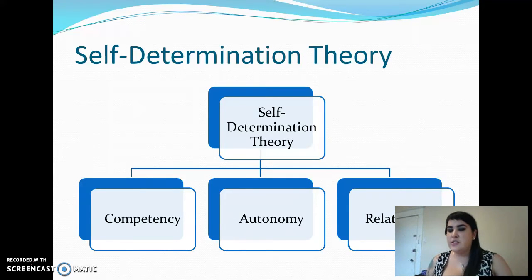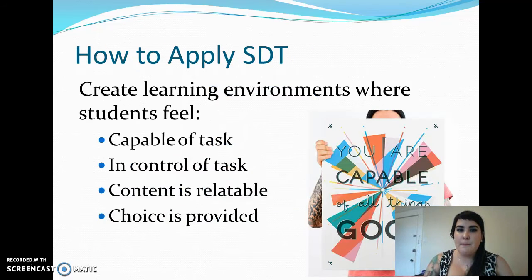So competency first is about developing and exercising skills for controlling the environment. Autonomy, the second piece, is about self-determination, including deciding what to do and how to do it. And lastly, relatedness encompasses affiliation with others through social relationships. And basically, self-determination theory suggests that we need these three pieces in order to be motivated.